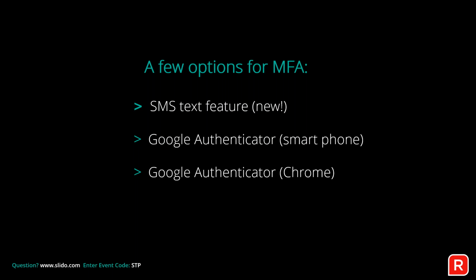So in further detail, what options do you have for MFA? We have three options. Basically, the SMS text feature, which is the most popular option. Otherwise, if you don't want to use the SMS text feature, you can download the Authenticator app on your smartphone, whether you use iPhone, Android, or Google. And if you don't want to use a mobile phone or you don't have a mobile phone, you can install Google Authenticator on Chrome.